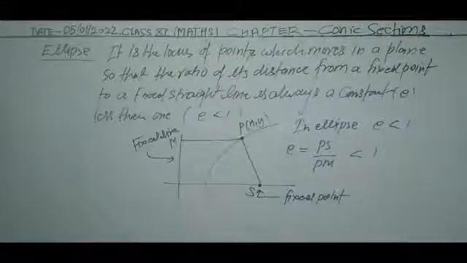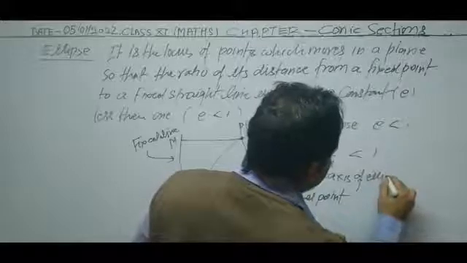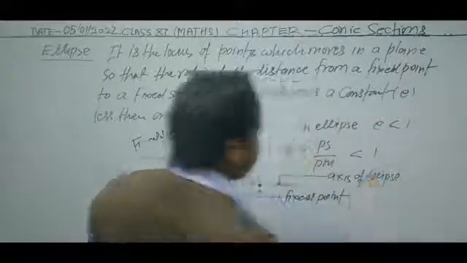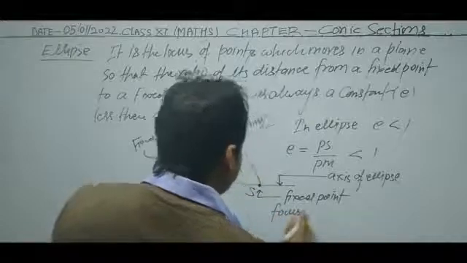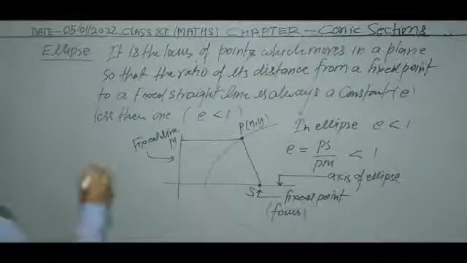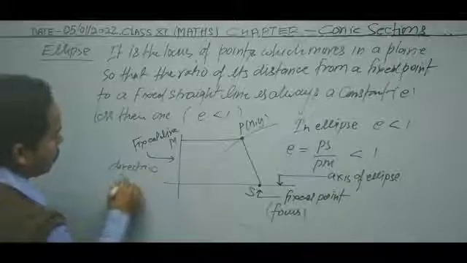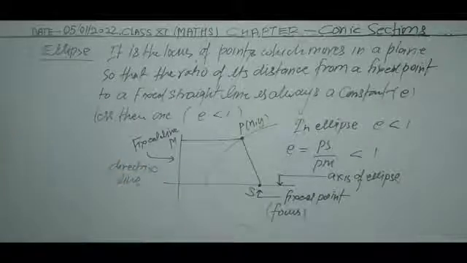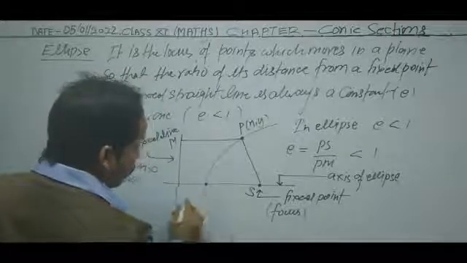Now see, this is the axis of ellipse, and this fixed point is known as the focus of ellipse, and this fixed line is the directrix line. Now you can see this is the vertex.